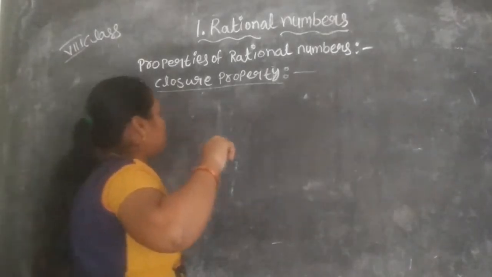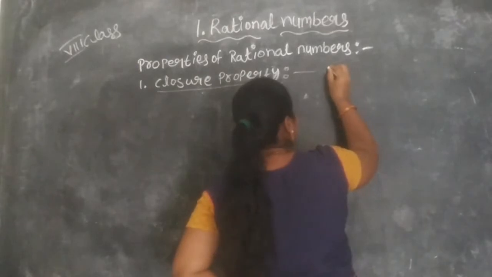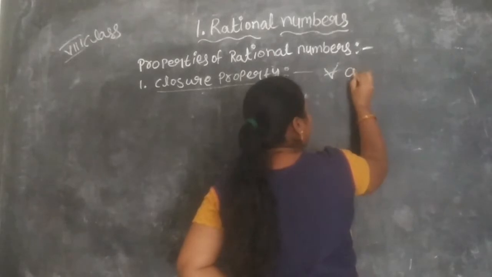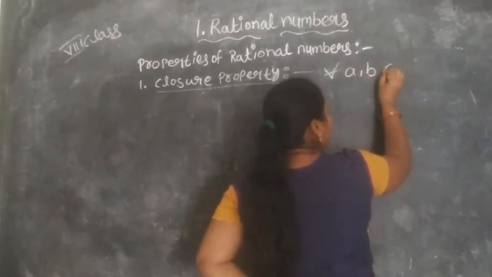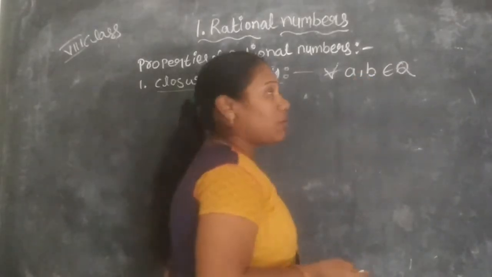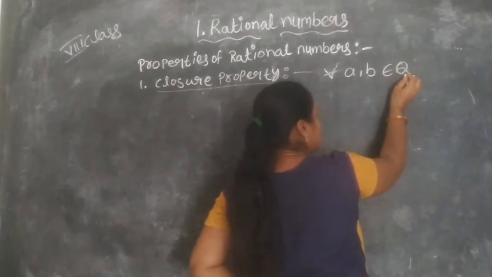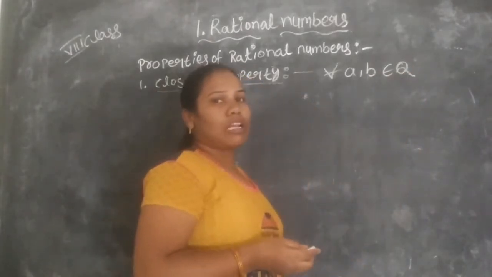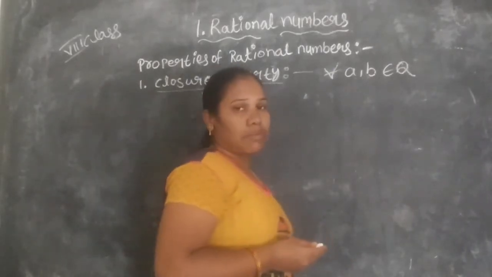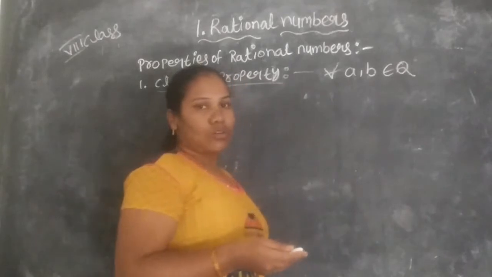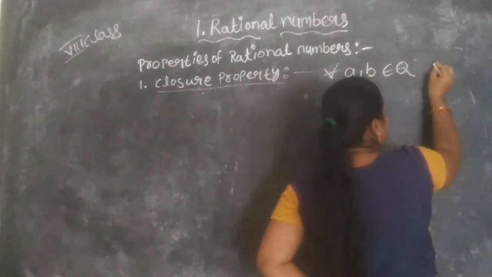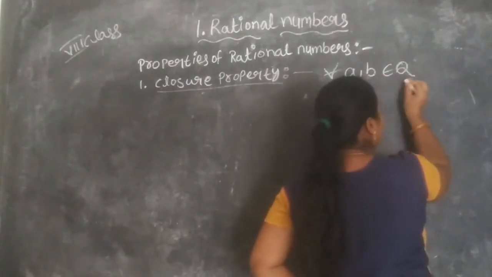Closure property is: for all a comma b belongs to Q. Suppose this is the formula for closure property, okay? It means a value and b value belong to Q. Q means rational numbers, no? So a and b belong to Q. It means the two numbers are rational numbers, okay? So this is the formula.